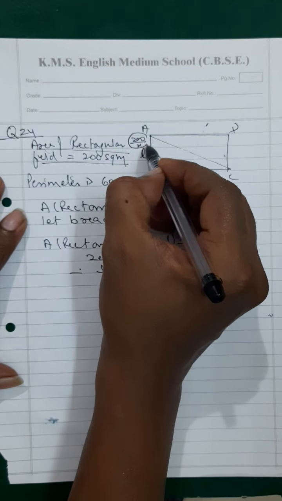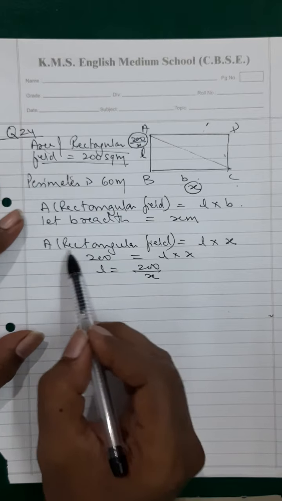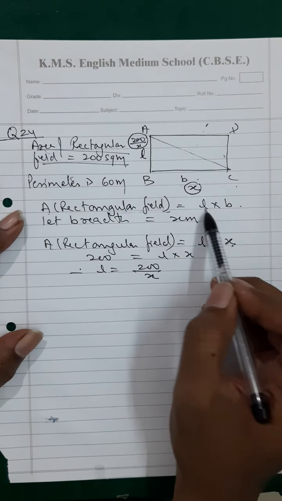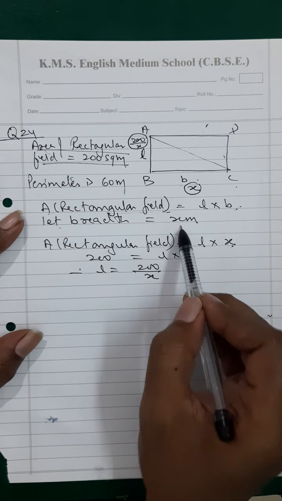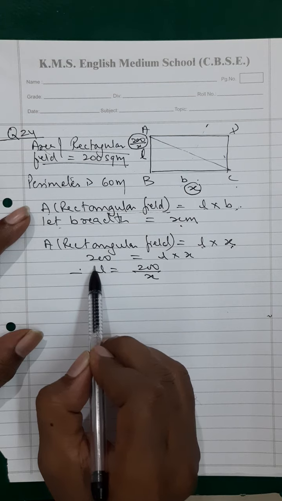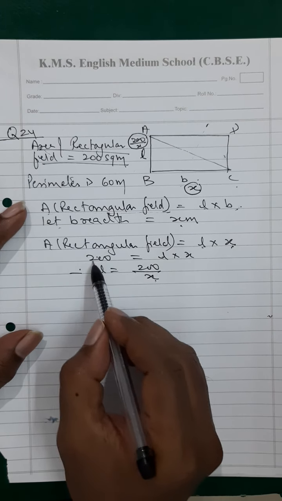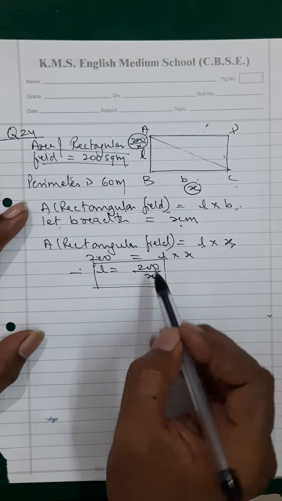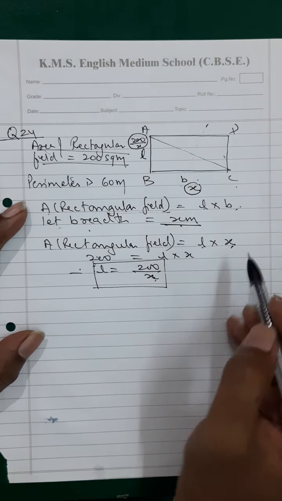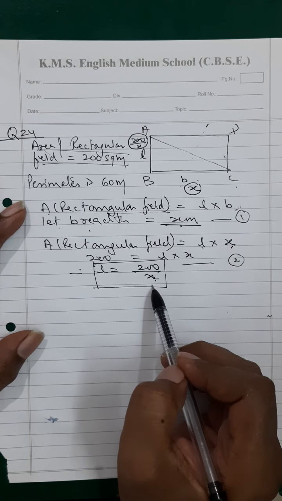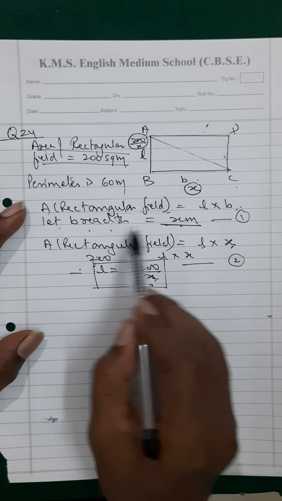This is what you have to understand. Because area of a rectangular field is equal to length into breadth. And you have considered breadth is equal to x. Therefore, it will be length into x. So, length will be, if I go and multiply this on the other side, 200 upon x. This will be the length. So, now you have understood that length is equal to 200 upon x, breadth is equal to x. This you have to understand.